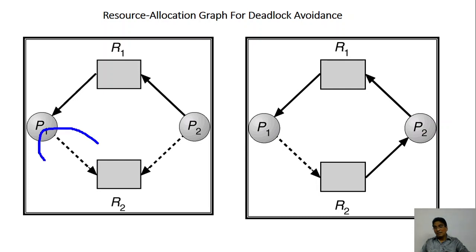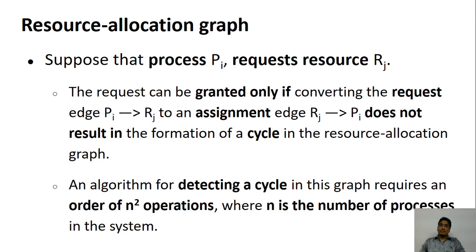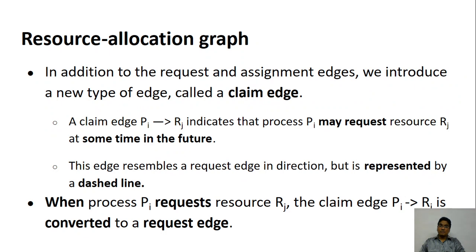So this dashed line is called a claim edge. It will claim the resources later. Okay, so that's the idea that we have. Let's come back to the place where I have stopped. Claim edge means there is an edge from Pi to the resource Rj, and the meaning of that is that Pi may make a request for a particular resource Rj in future.